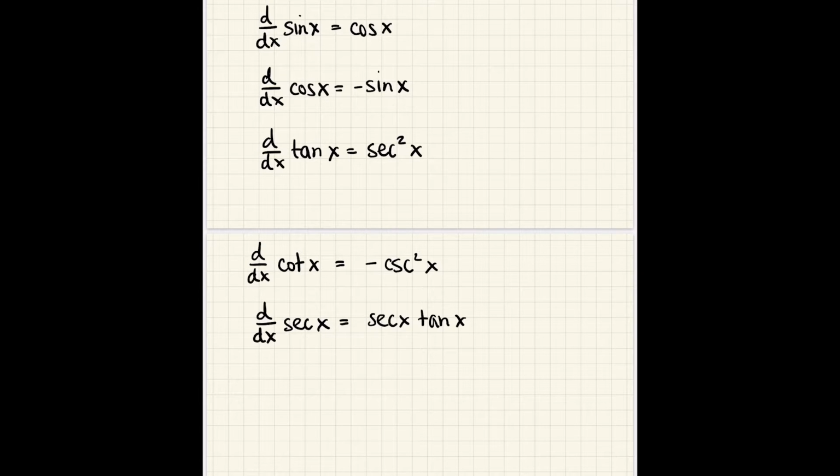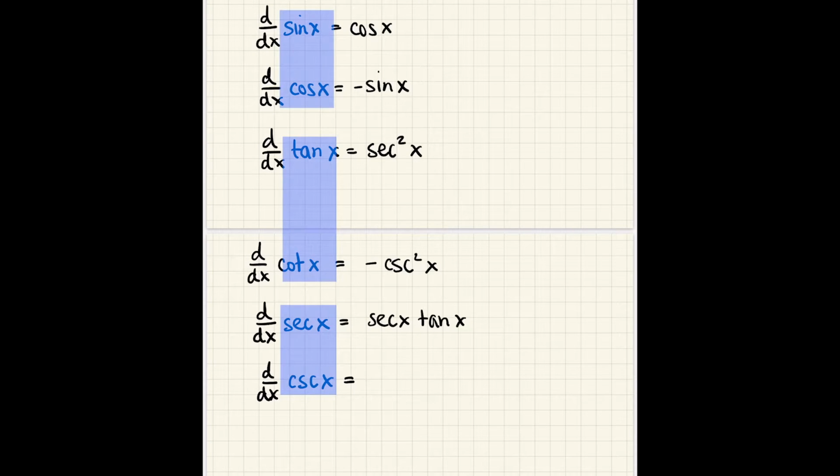Okay, before we write down the derivative of cosecant, which I'm sure many of you know, I would like to point out a certain pattern that's emerging here. All six trig functions can be paired off in what are called cofunctions. So sine and cosine are cofunctions, tangent and cotangent are cofunctions, and secant and cosecant are cofunctions.